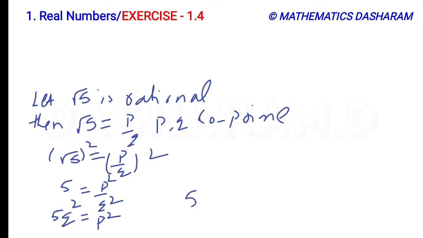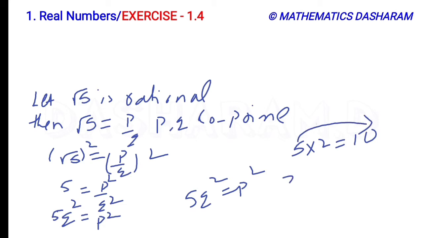Here 5q² equals p². For example, 5 into 2 equals 10. So what is the meaning of that? 5 divides 10. Next, 3 into 6 equals 18. What is the meaning of that? 3 divides 18. Here also 5 into q² equals p².